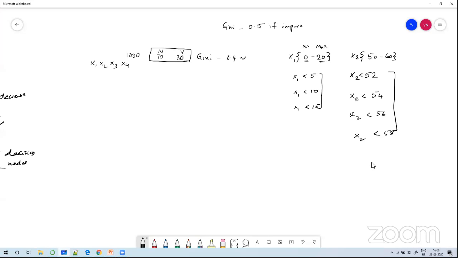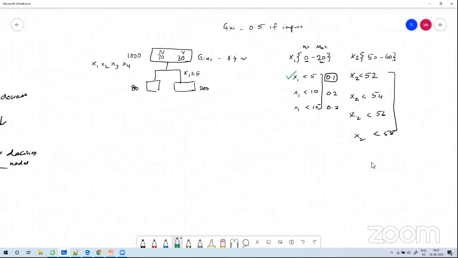Now for this split point, if we separate the data based on x1 less than or equal to 5, we got, let's say, some 800 observations here and 200 observations here. This one gave a Gini of 0.1, this one gave a Gini of 0.2, and this one gave a Gini of 0.3. Which one is best? The one that has the least value of Gini is the best one. So within x1, we choose this as our split.